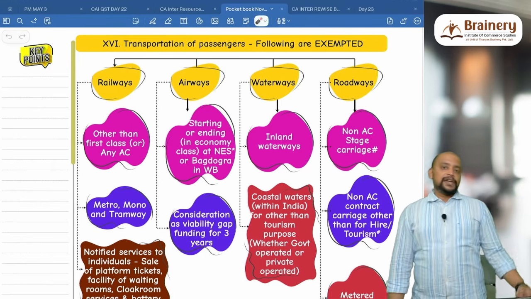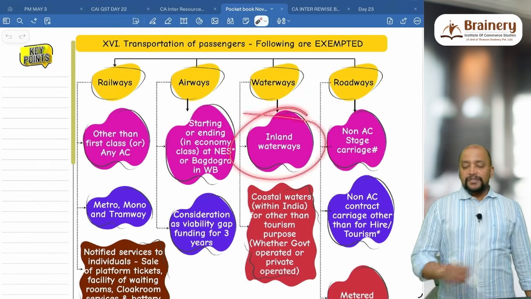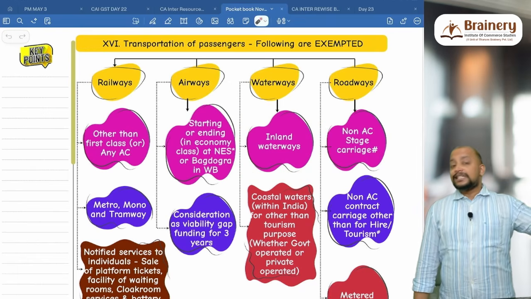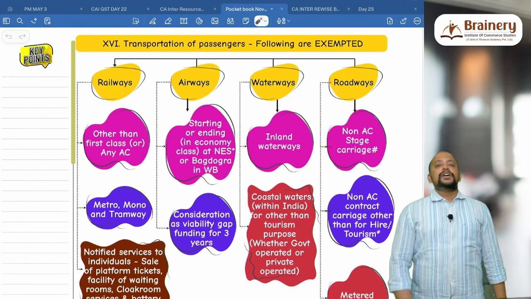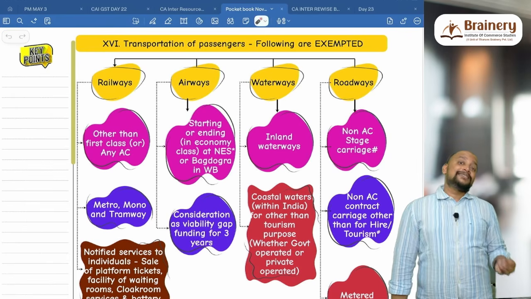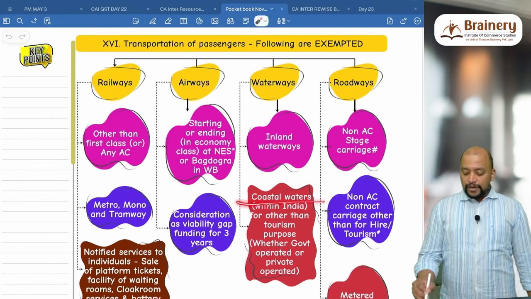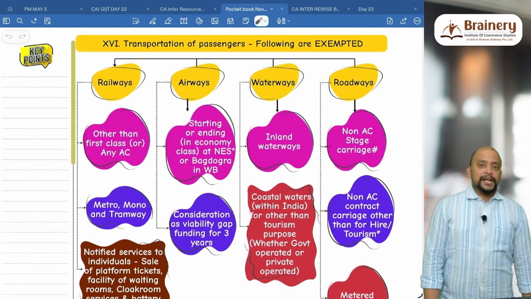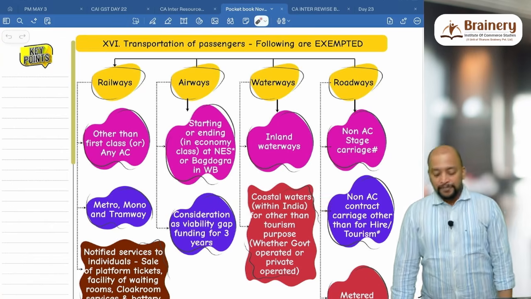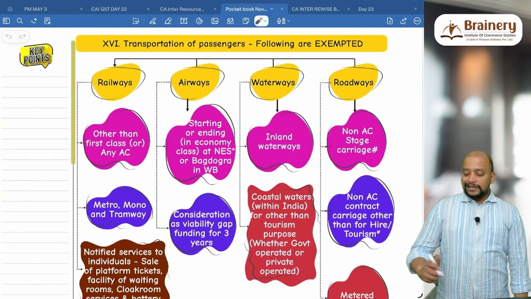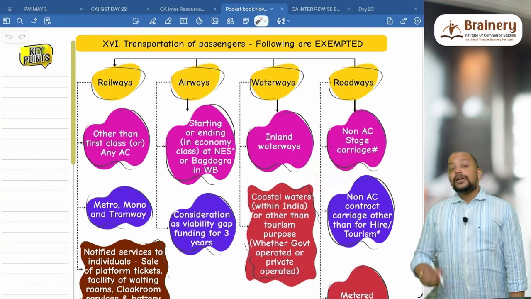Then waterways, we have 2 exemptions. Inland waterways fully exempted. Coastal waters means vessel, that is seaways, that is also exempted, provided it is between places in India and other than for tourism purpose. Coastal waters within India other than for tourism purpose, and it can be operated either by government or by a private cruise ship.